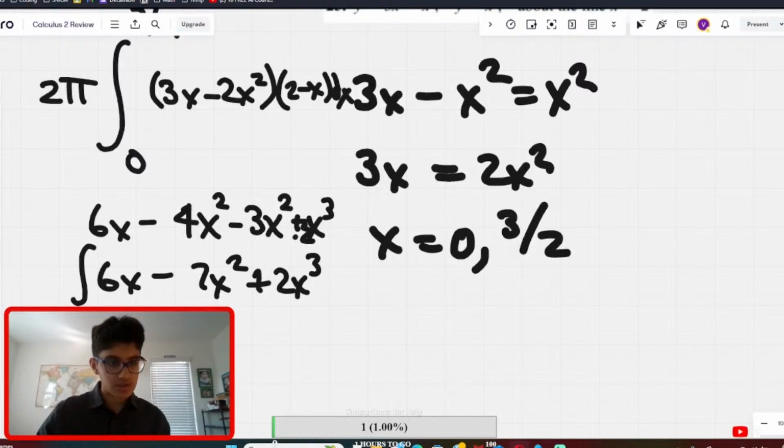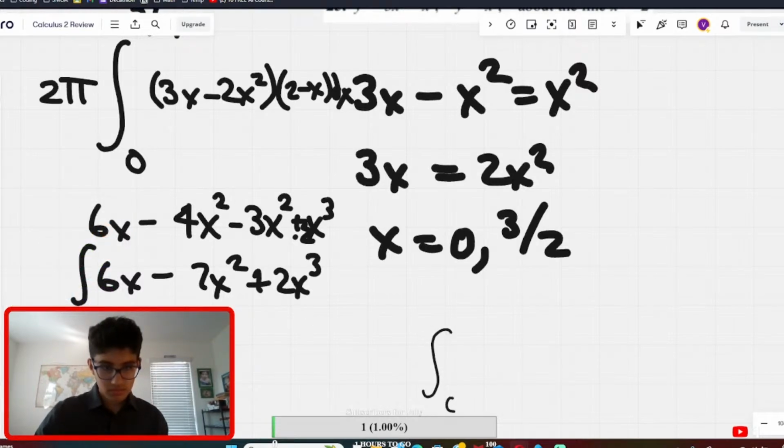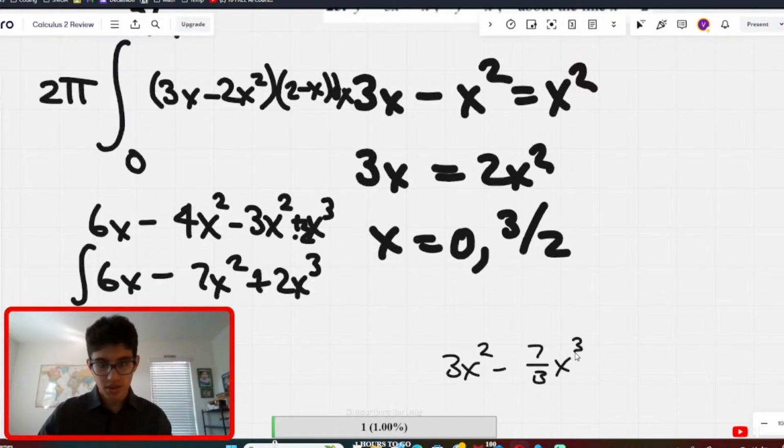You're integrating this from 0 to 3 halves. Let's make some more space here. Let me reduce the thickness again. Actually, we don't even need to write that again. We've got the function there. So we can directly take the antiderivative. So that'll be 3x squared minus 7 thirds x cubed plus 1 half x to the fourth from 3 halves to 0.